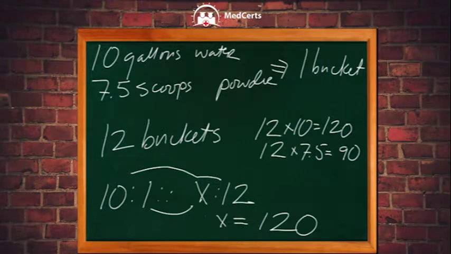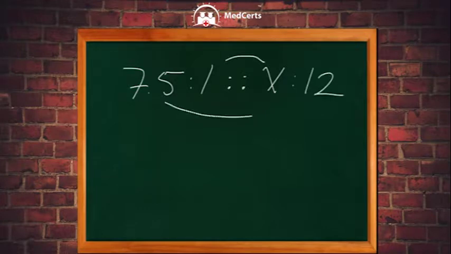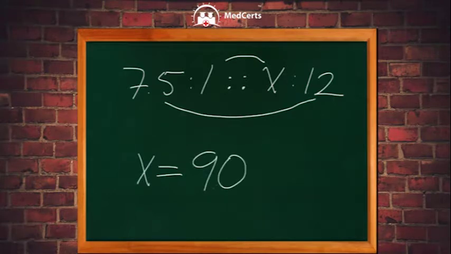If we look at our next ingredient, if it takes 7.5 scoops to make 1 bucket, then how many scoops will we need to make 12? We multiply our inners times our inners and our outers times our outers. 1 times x gives us x, and 7.5 times 12 gives us 90. So this would mean that we would need 90 scoops of Gatorade powder diluted with 120 gallons to fill the 12 buckets needed.